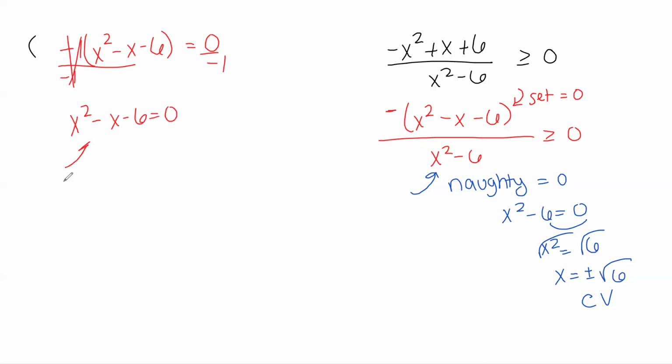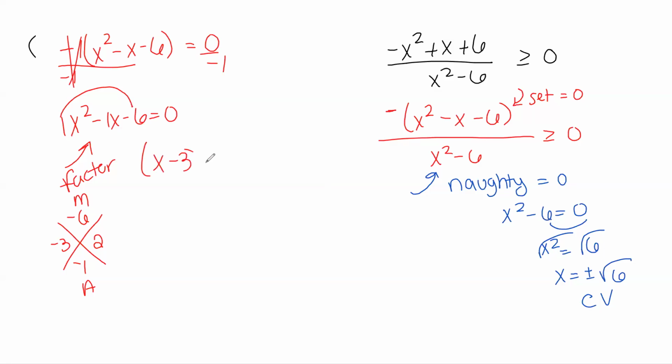And then let's factor this. Factor however you've been taught to factor. I use the magic X method. So I multiply here, add here. That would be negative 3 times 2. That would multiply correct and add correct. If you factor differently, factor however you factor. And that should factor to x minus 3, x plus 2. Set those to 0. So that's the top now.